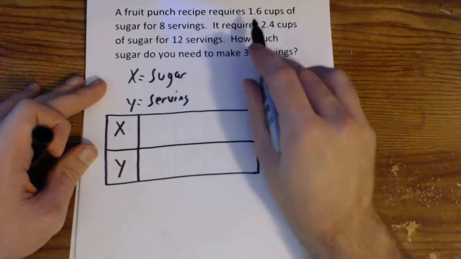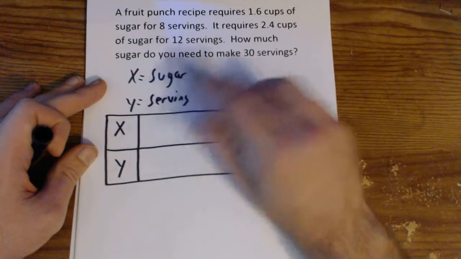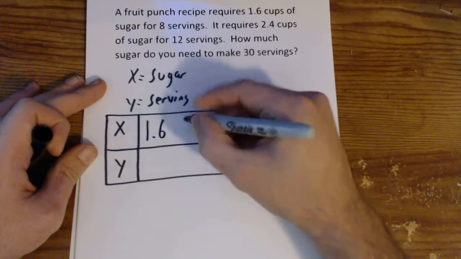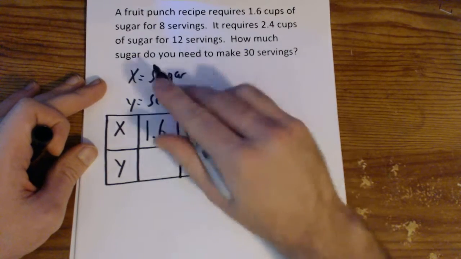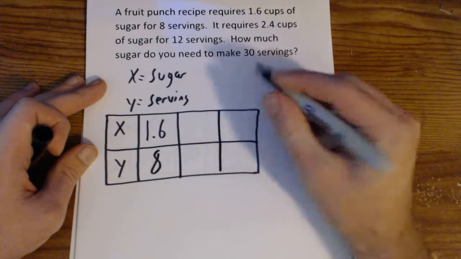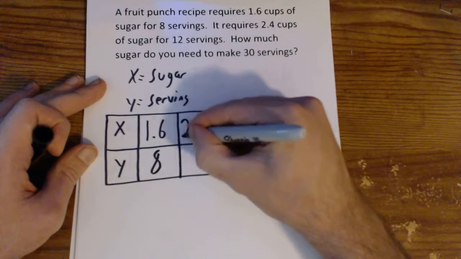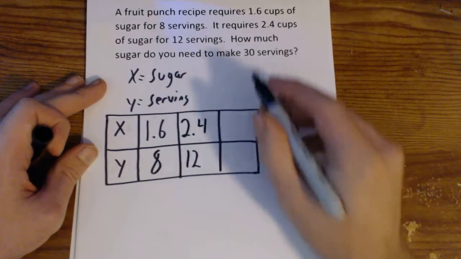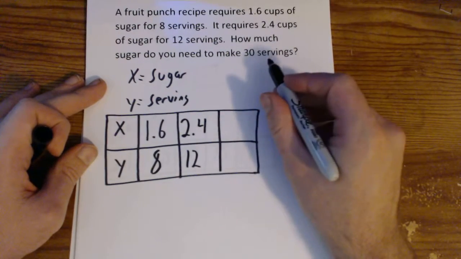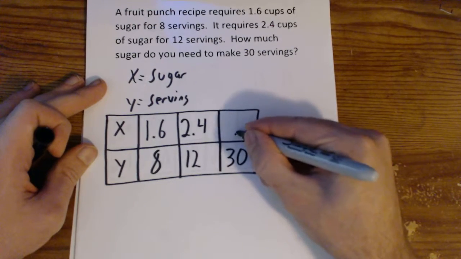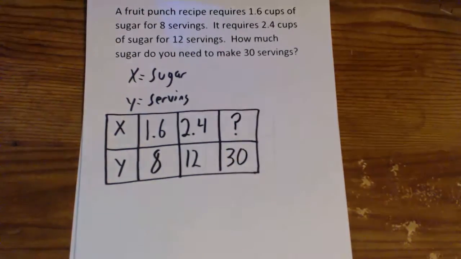Now the first one they give us, they tell us that 1.6 cups of sugar is going to be our x. 1.6. That's going to allow us to make 8 servings. Next they tell us 2.4 cups will make 12 servings. Last, how much sugar do we need to make 30 servings? This we want to find out.